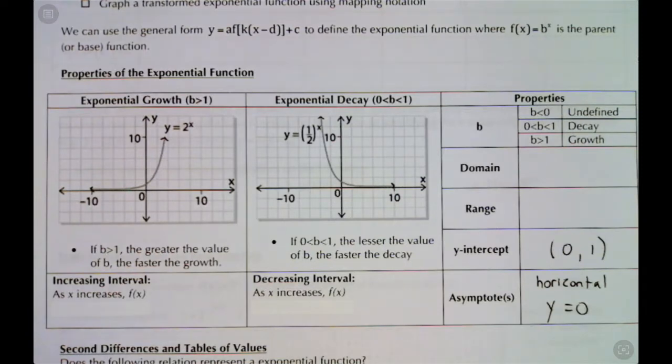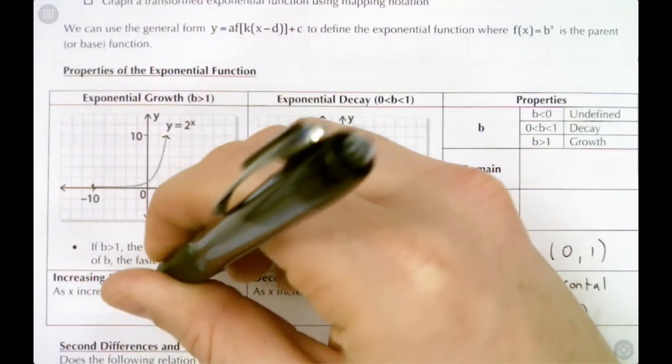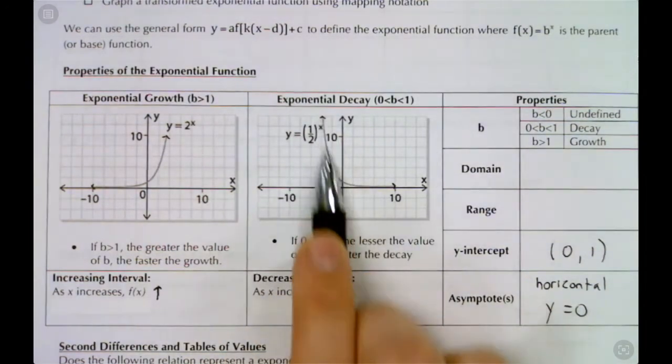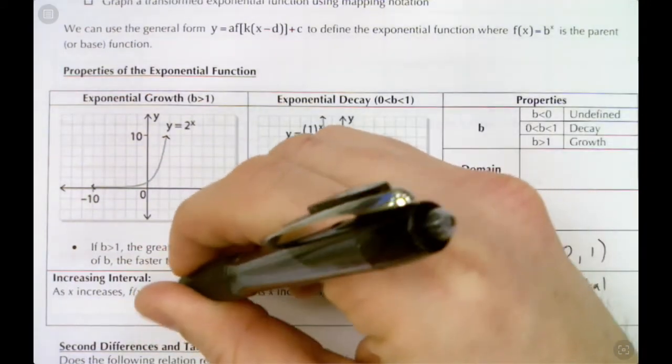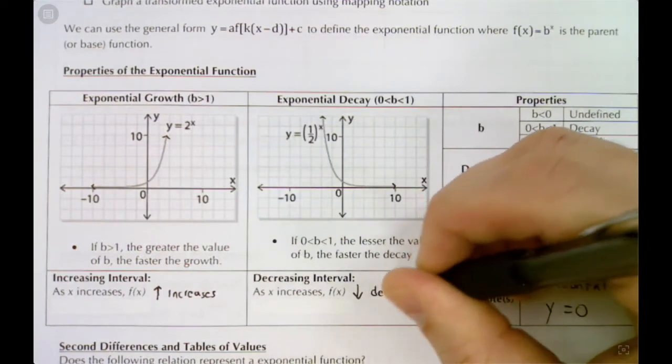So in terms of describing the graphs further, we can describe the exponential growth graph as an ever-increasing graph. As x increases, f of x also increases. You could also read right to left and get a similar result. It would be decrease, decrease. For a decreasing interval, as x increases, so as we go left to right, what's happening to our graph? Well, it's decreasing. Increases, decreases.